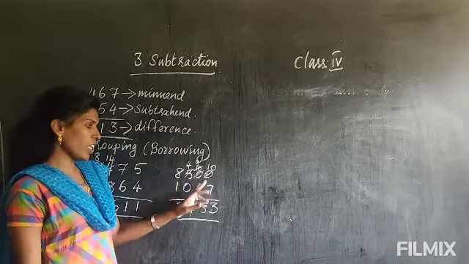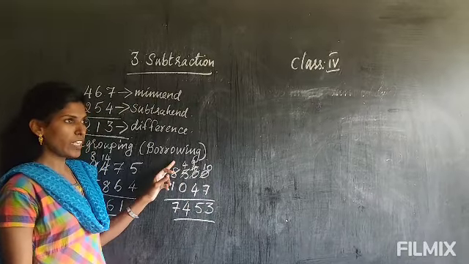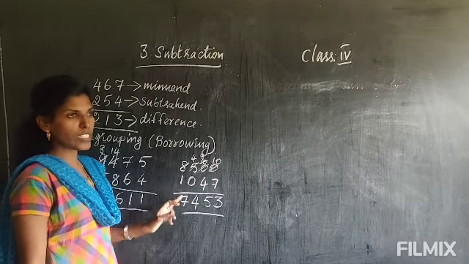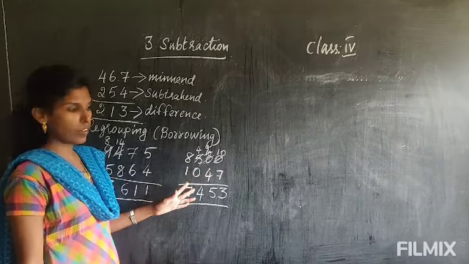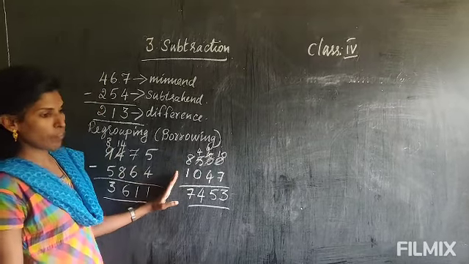From 0 you cannot minus, you will borrow. But from any number you can minus 0, you will get the same number only as the answer. So these 2 points I want to make clear here. So remember carefully.